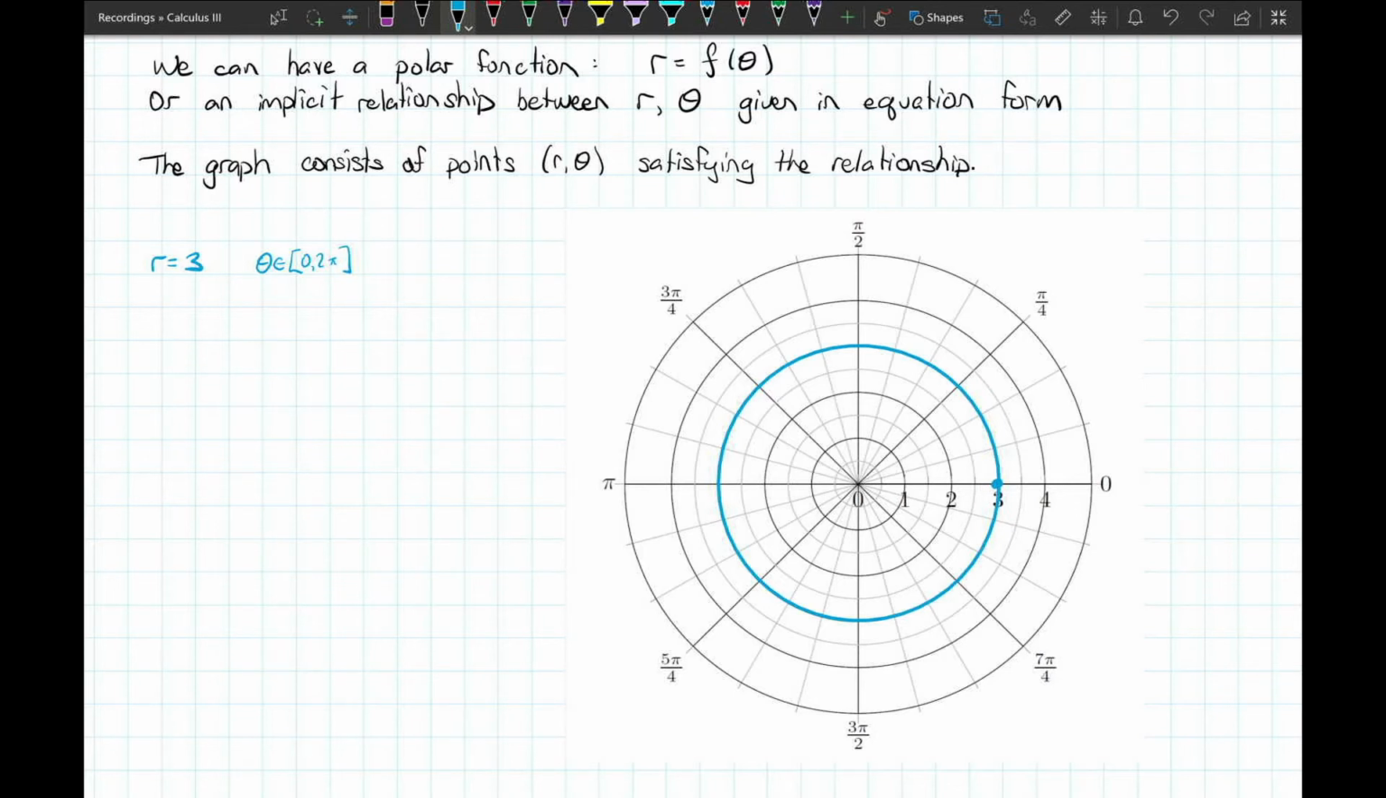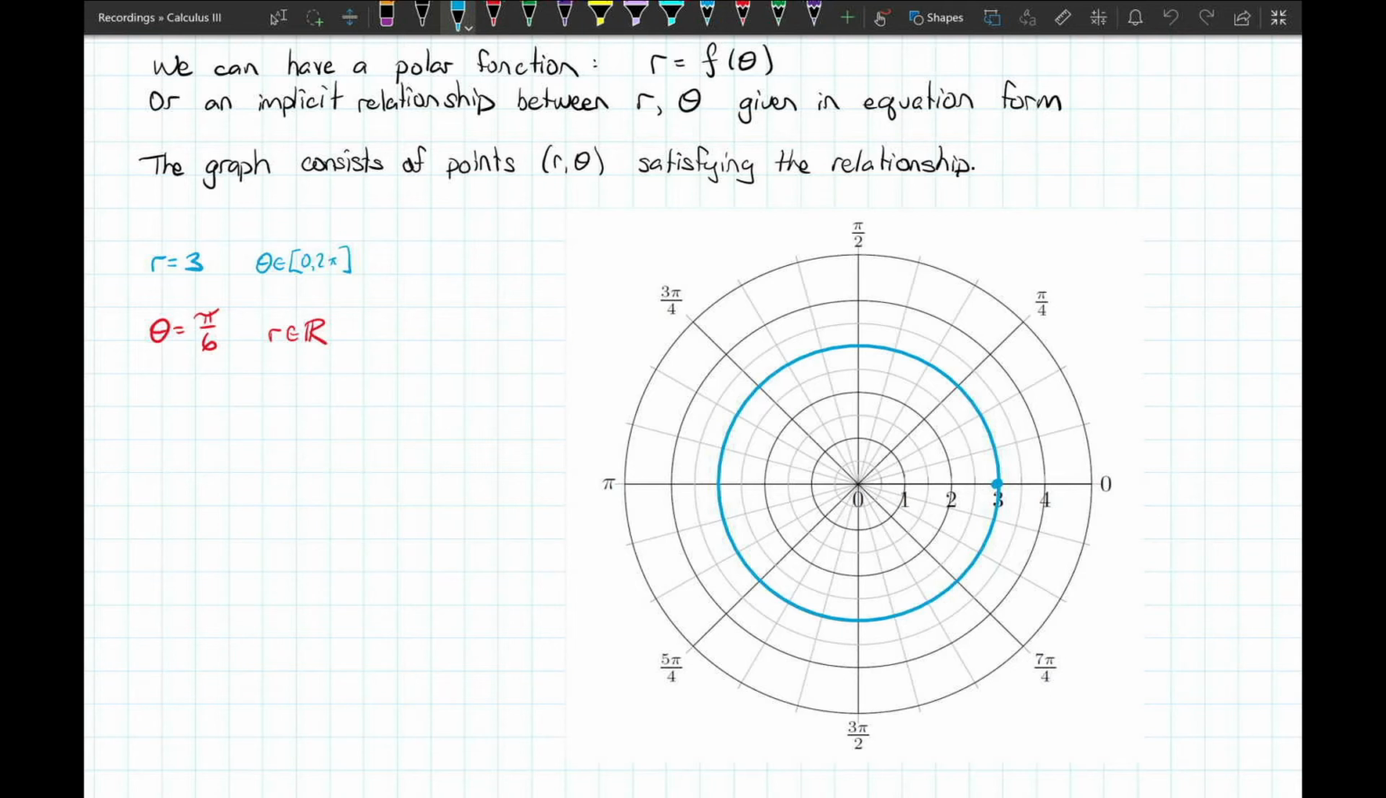Let's take a look at theta equals a constant. Now, this isn't a polar function in its standard form where r equals a function of theta. Think about this as kind of like when we want to graph a vertical line, we would just say that x equals 3 in Cartesian coordinates, and it's implied that y can be any real number. Well, in this case, theta is equal to a constant, and r is any real number.